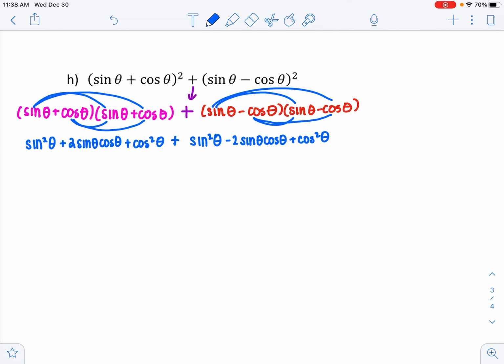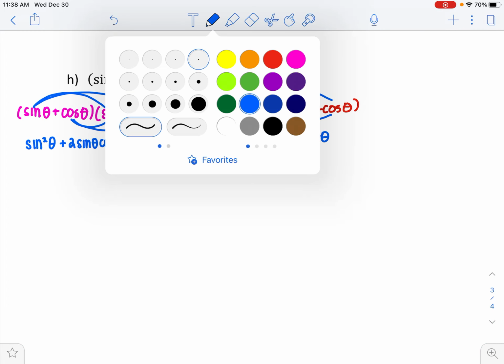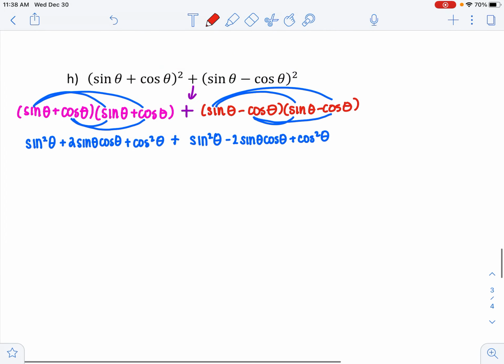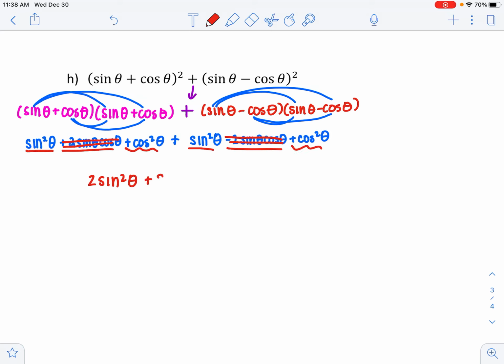All right, now I'm going to look to see how I can clean this up. So first thing I notice, let me get a different color here, red, is that I have a 2 sine cosine and a negative 2 sine cosine. So I know those cancel out. They're gone. Okay, so now there's 2 ways of looking at this. You can see it is, I have a sine squared and a sine squared, so I have 2 sine squareds. I have a cosine squared and a cosine squared, so I have 2 cosine squareds. Then you can say I can factor the 2 out.